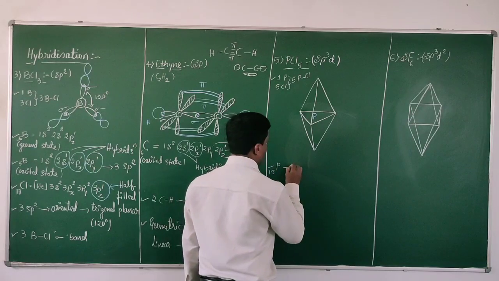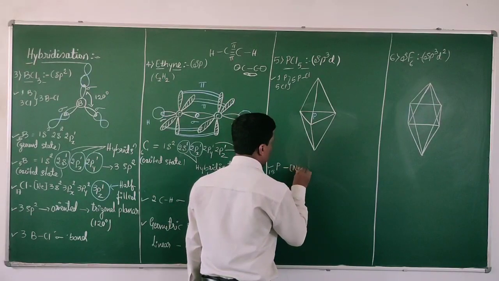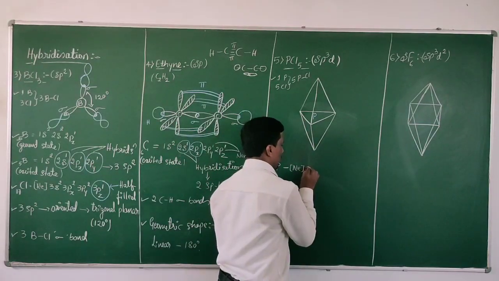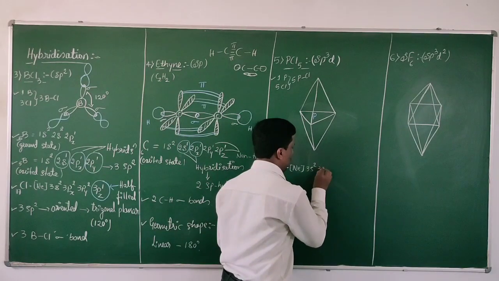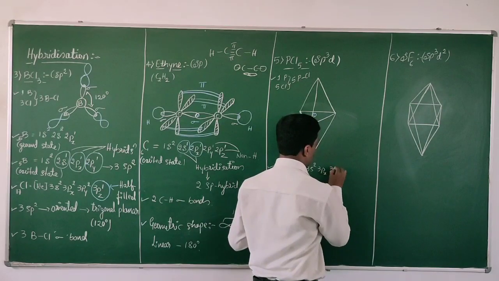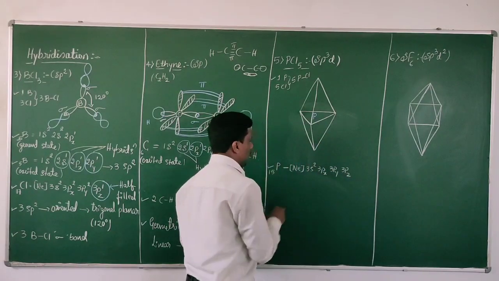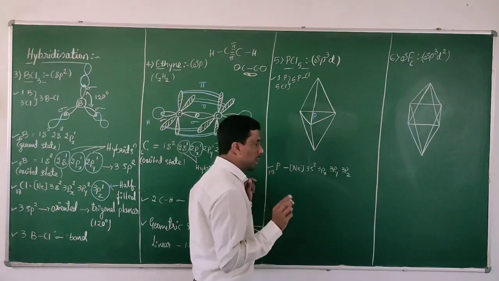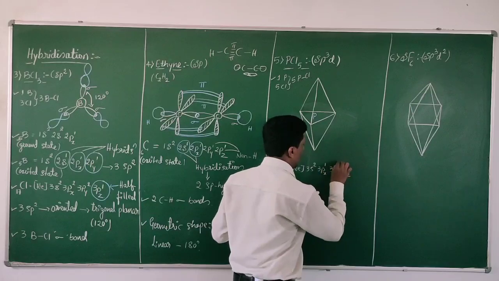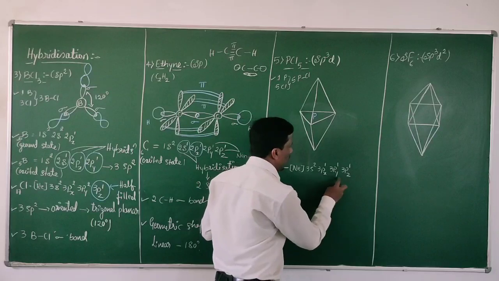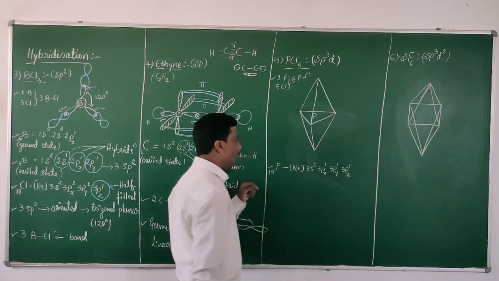Okay, this is neon. It means I have written down up to 10. Then 3s2, 3px, 3py, 3pz. 10 plus 2 is 12, and I need some more electrons: 3px1, 3py1, 3pz1. Look here, only 3 orbitals are there. 3 half-filled orbitals are there.